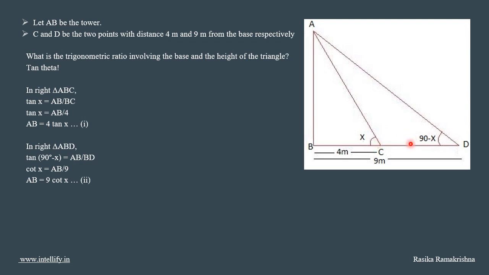So what does complementary mean? They sum up to 90. So therefore, let us assume that angle ACD is equal to x. Then we have angle ADC to be equal to 90 minus x.